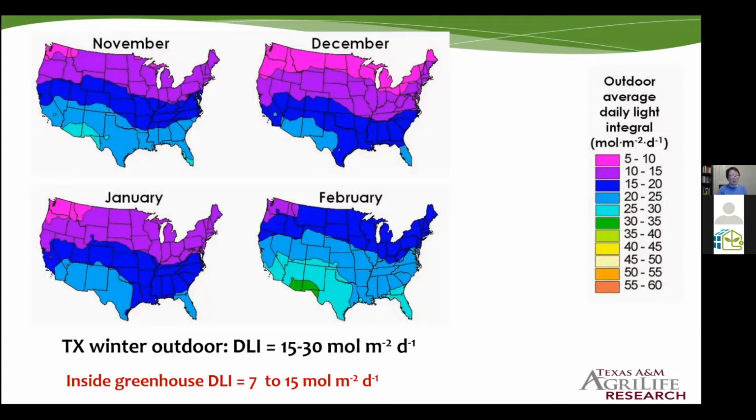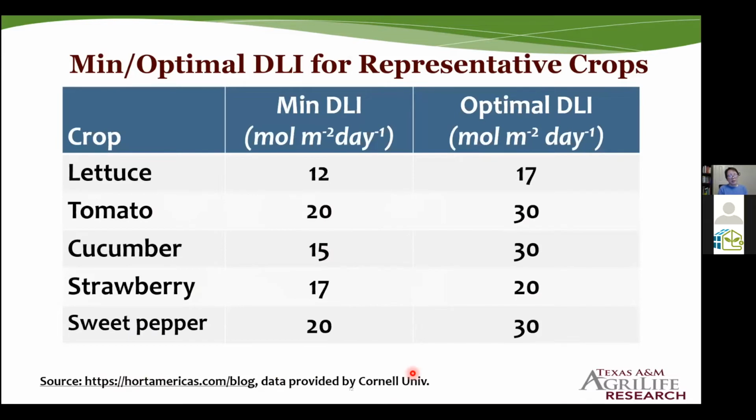And inside the greenhouse, it is usually down to about half because of all the structures, depending on how old your greenhouse is. But from our measurements in both our rooftop new greenhouse and the old greenhouse, it is about half the DLI of outdoor. As we know from this table, the minimal DLI for leafy greens like lettuce is about 12 moles and the optimal is 17. So apparently in Texas winter, we do need supplemental lighting if we want to keep the productivity and the quality.